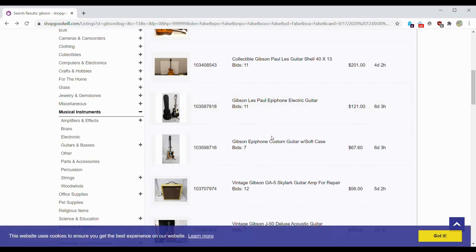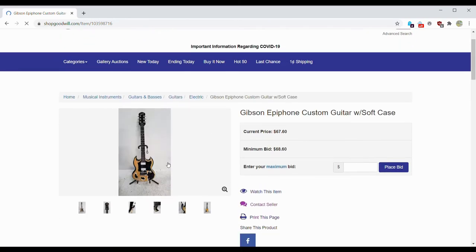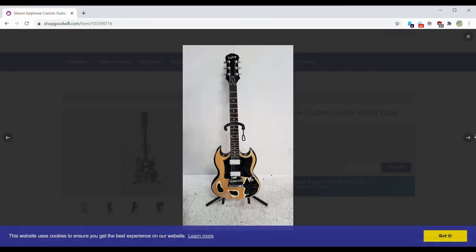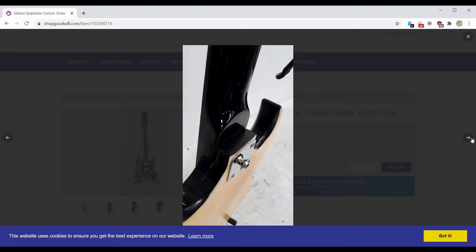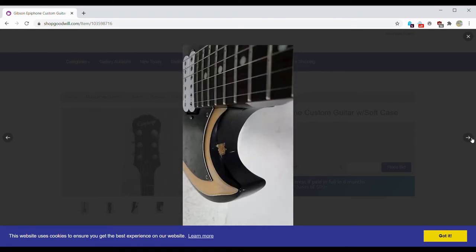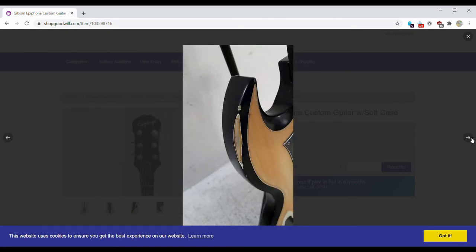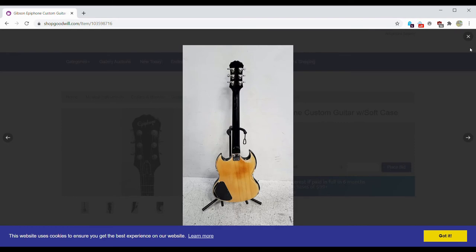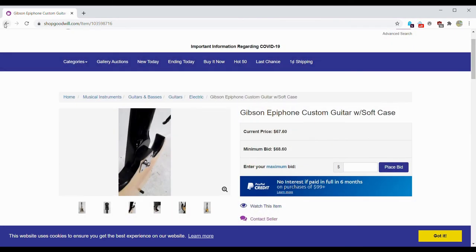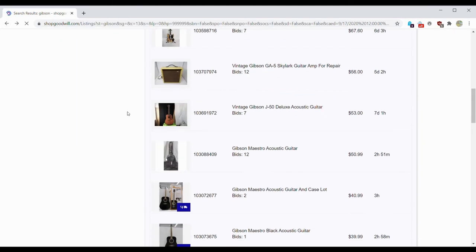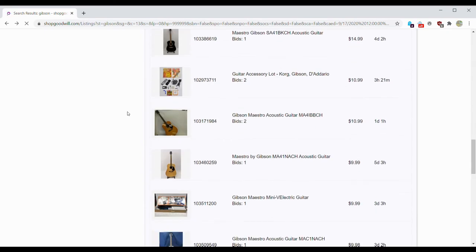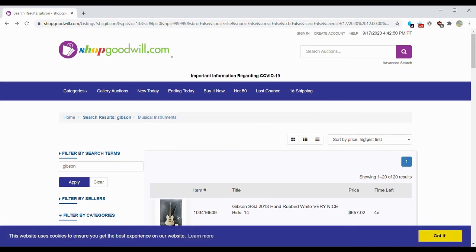Gibson Les Paul Epiphone. Gibson... Holy crap. What did someone do to that poor guitar? What did they do to that? You can find some interesting things. I mean, if you find something beat up and you know how to paint, power to you, my friend. But as I said, you're not going to really find a great deal on here unless you're looking at the cheaper end of things.